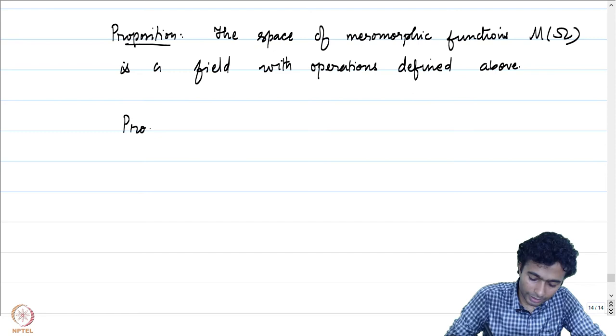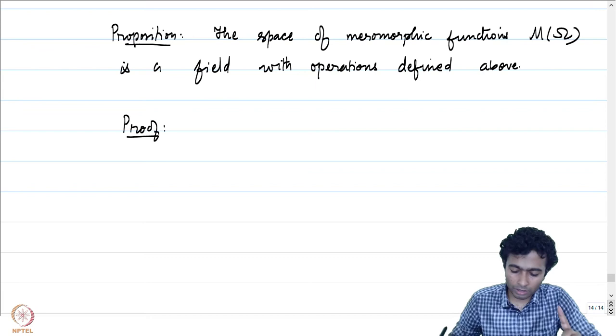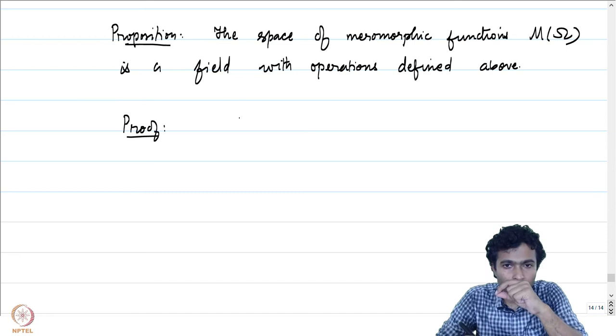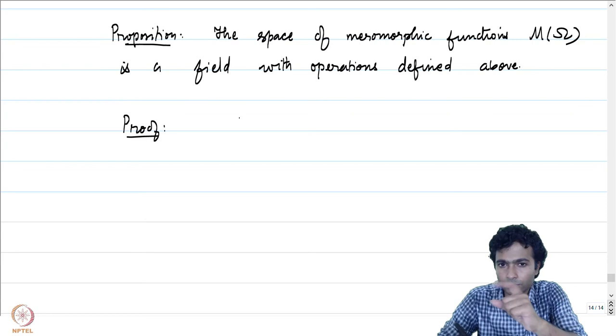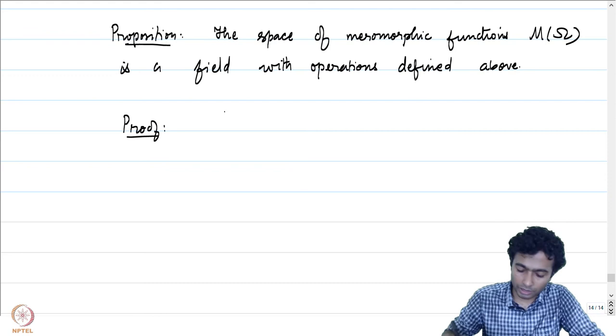Let me just make one comment: if you take a function f which is a meromorphic function on omega, then 1 by f is also going to be a meromorphic function. So the only thing that needs some work is this particular claim.